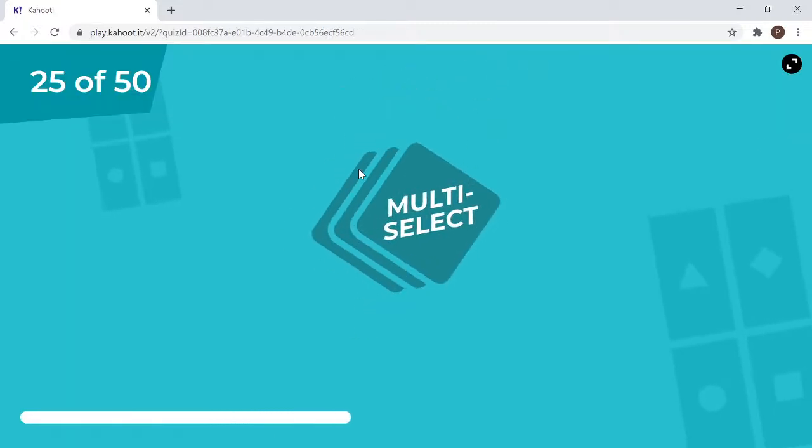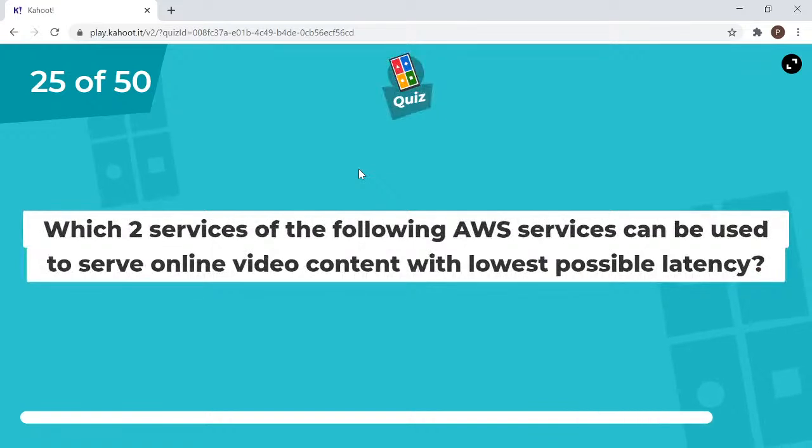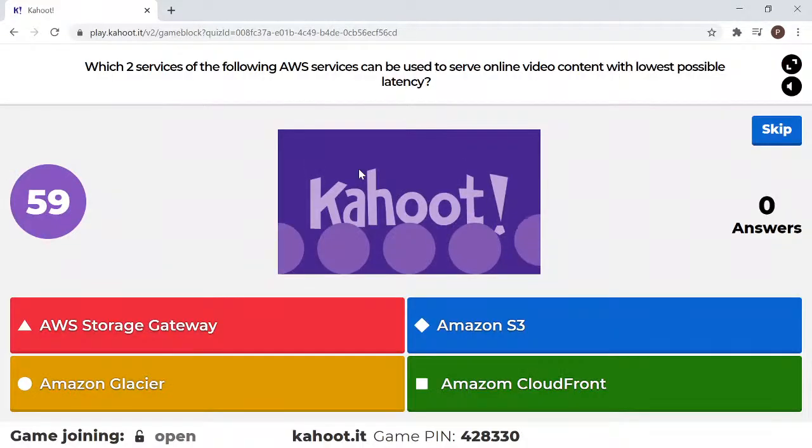which is the 25th of the 50 questions, a multi-select question. Which two services of the following AWS services can be used to serve online video content with lowest possible latency? Is it AWS Storage Gateway, Amazon S3, Amazon Glacier, Amazon CloudFront?